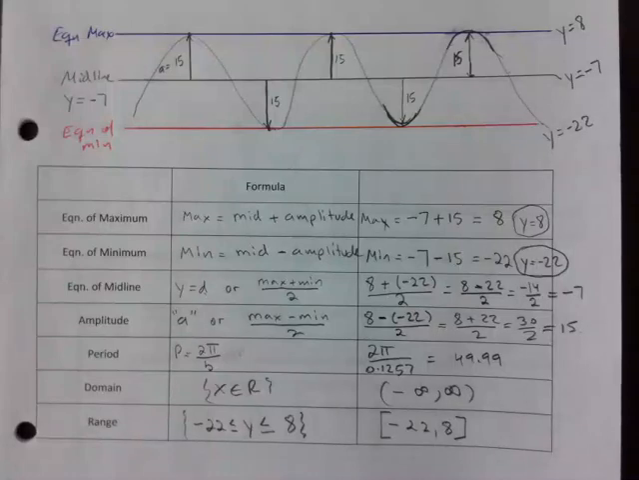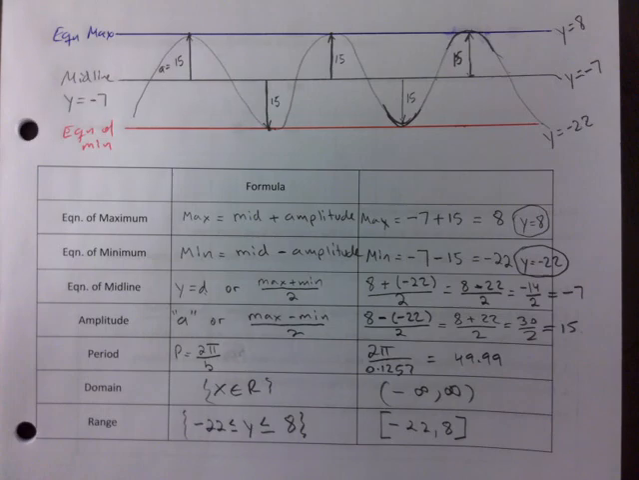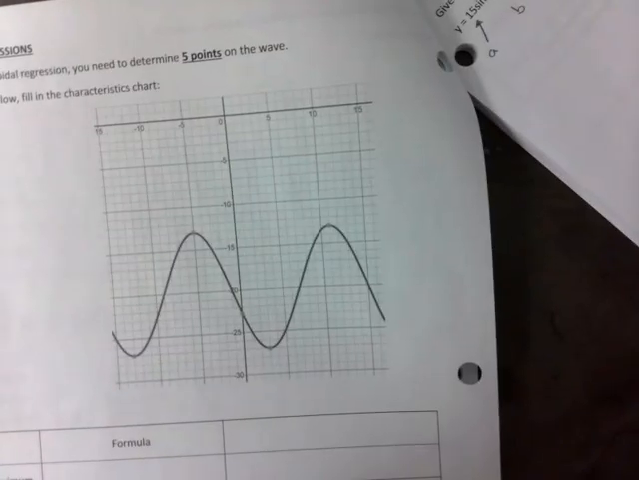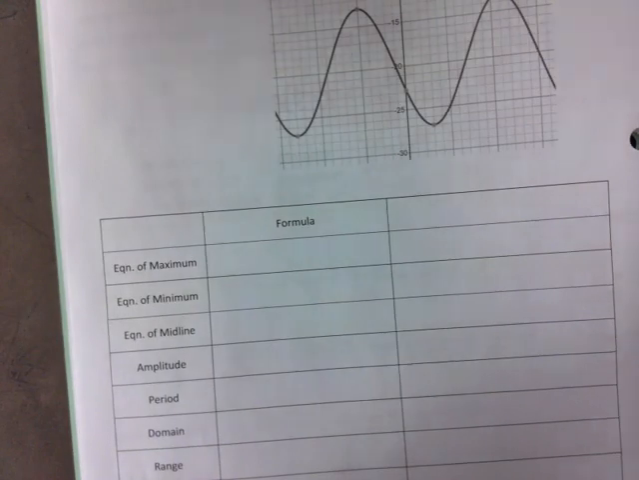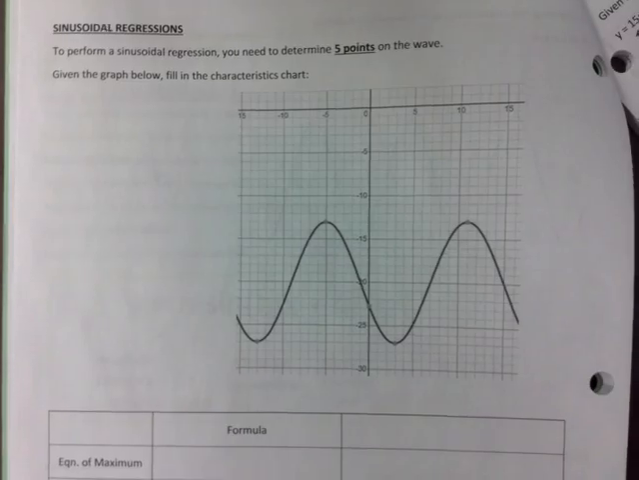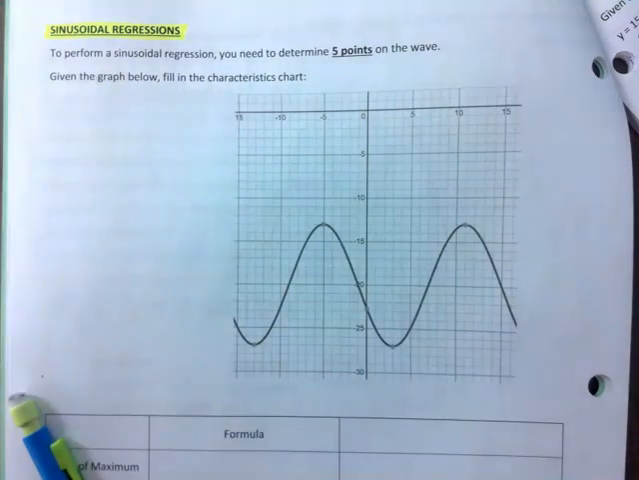Let's go to 5 here. No equation given. Let's see here. Yeah, we'll do 5. Come with me to page 5. So we're going backwards in time. We're also going to do regressions here. Highlight that part. I don't want you to miss that. Sinusoidal regressions.